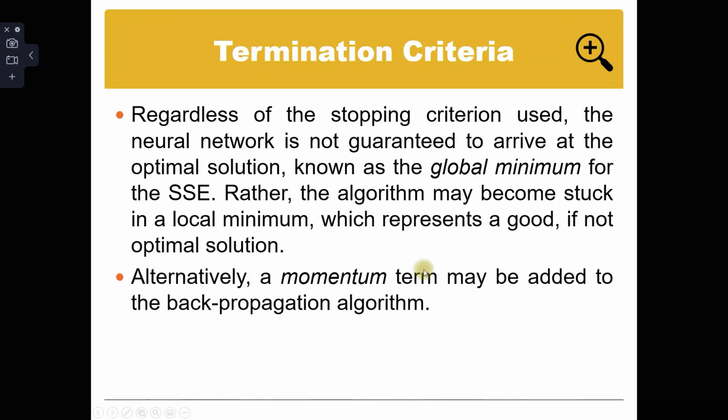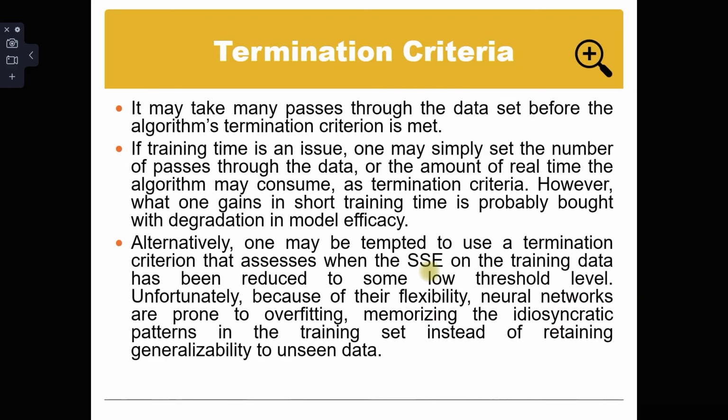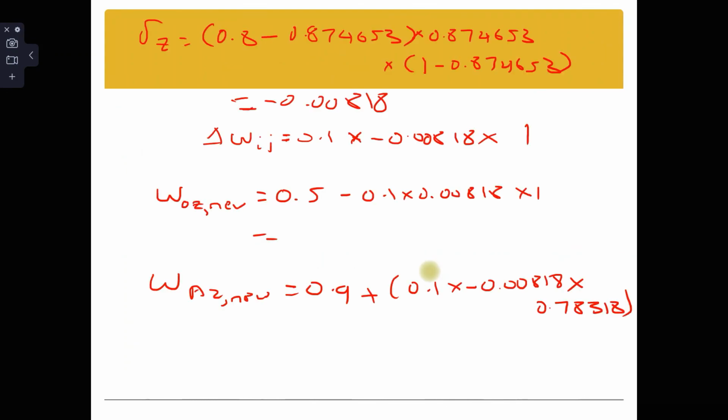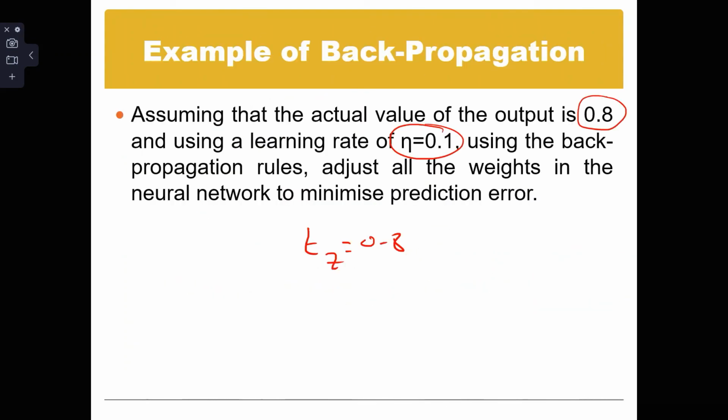So remember also that you can add a momentum term, but I'm not going to get into the details of what the momentum term is about. I'm just mentioning it so that you remember that there is a limitation to this method, that it might get stuck in a local minimum, which is then a problem. And if you want to solve this limitation, you can add something that we call a momentum term to make it easier for you to reach a global minimum. But this is something that you can read on your own.